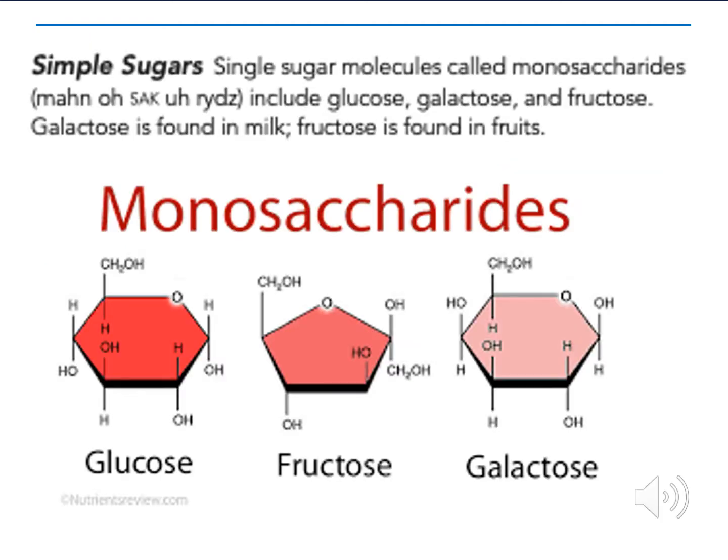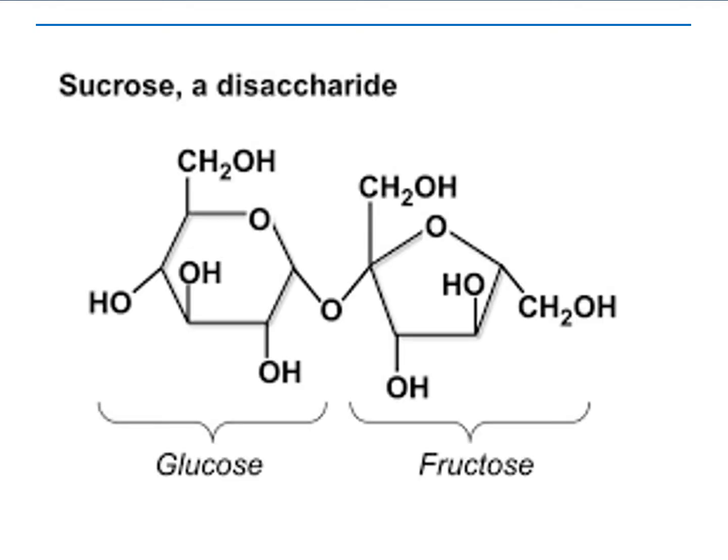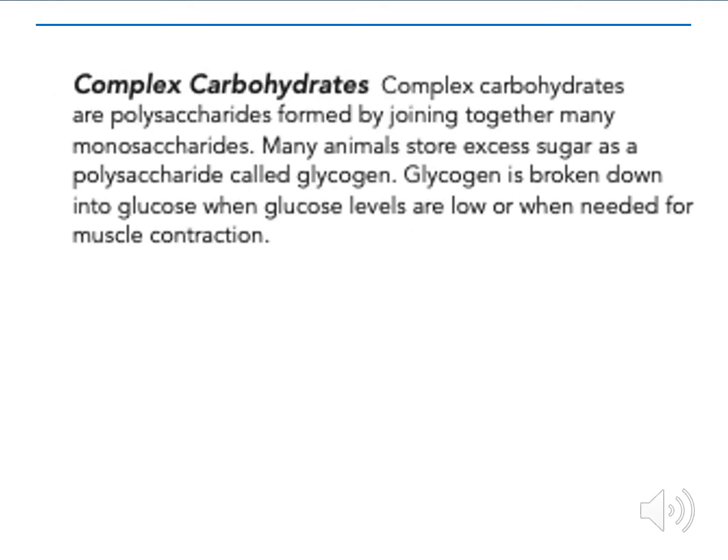Single sugar molecules called monosaccharides include glucose, galactose, and fructose. Galactose is found in milk, fructose is found in fruits. Complex carbohydrates are polysaccharides formed by joining together many monosaccharides. Many animals store excess sugar as a polysaccharide called glycogen. Glycogen is broken down into glucose when glucose levels are low or when needed for muscle contraction.